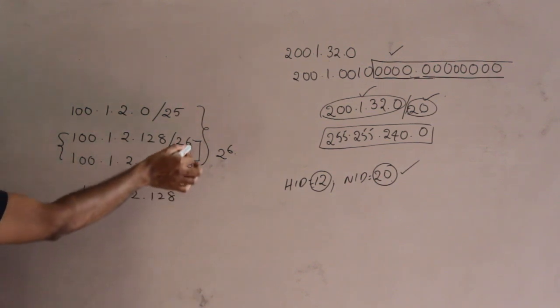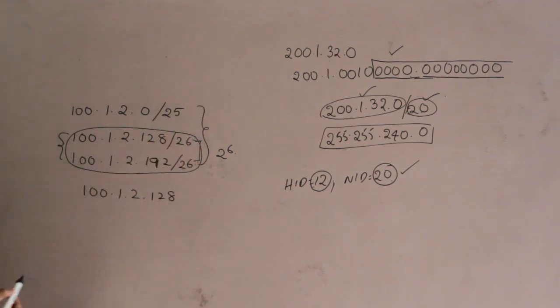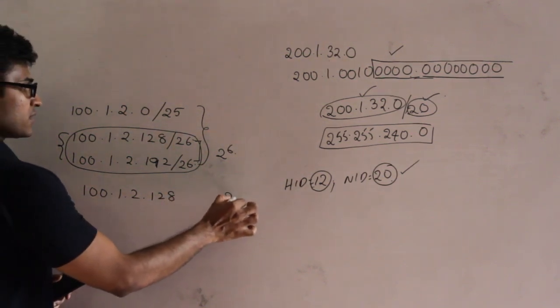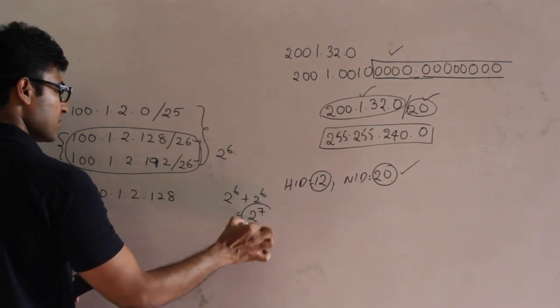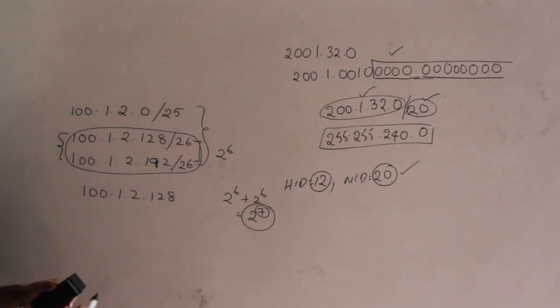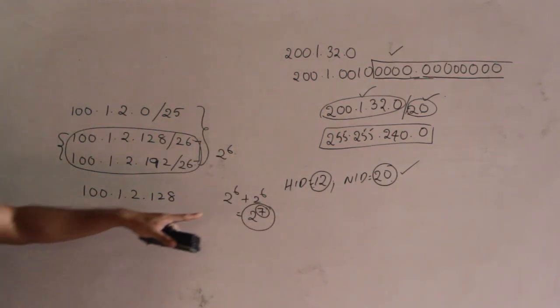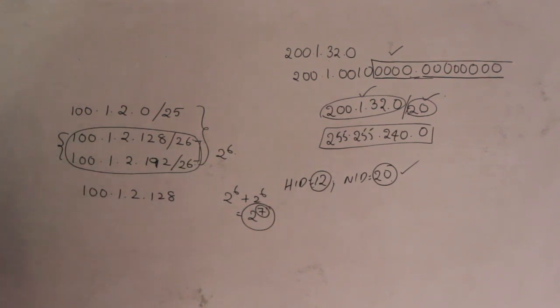100.1.2.128 should be divisible by the size of this supernet. If I combine these two, what could be the size of the supernet? I am combining two networks of size 2 power 6 plus 2 power 6, therefore the total size is 2 power 7. Now this number should be divisible by 2 power 7. Just check if that number is divisible by 2 power 7 or not.